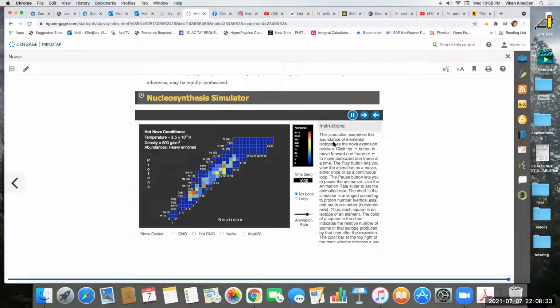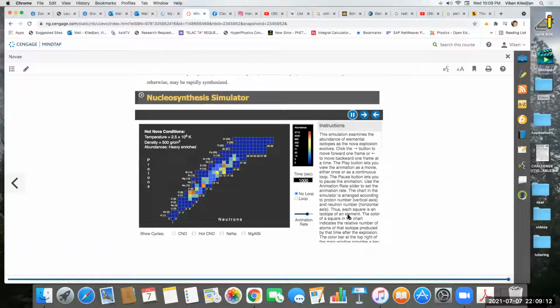So this simulation examines the abundance of elemental isotopes as the nova explosion evolves. Click the forward button to move forward one frame, or the back button. The play button lets you view the animation as a movie, either once or as a continuous loop. The pause button lets you pause the animation. Use the animation rate slider to set the animation rate. The chart in the simulator is arranged according to the proton number, vertical axis, and the neutron number, horizontal axis. Thus, each square is an isotope of an element.